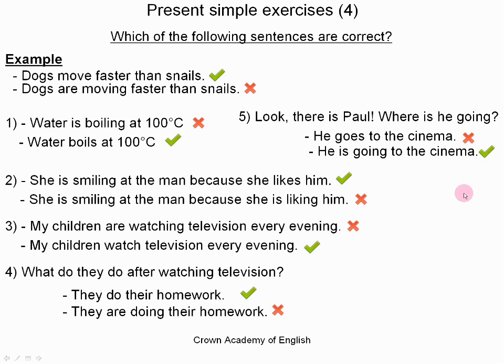So the answer that we give must also be in the present continuous, which is why the second sentence is correct. He is going to the cinema. Okay? We're talking about something that is happening now. We're not talking about something in general. We're not talking about a fact. We're not talking about a permanent situation. So we do not use the present simple in this case.